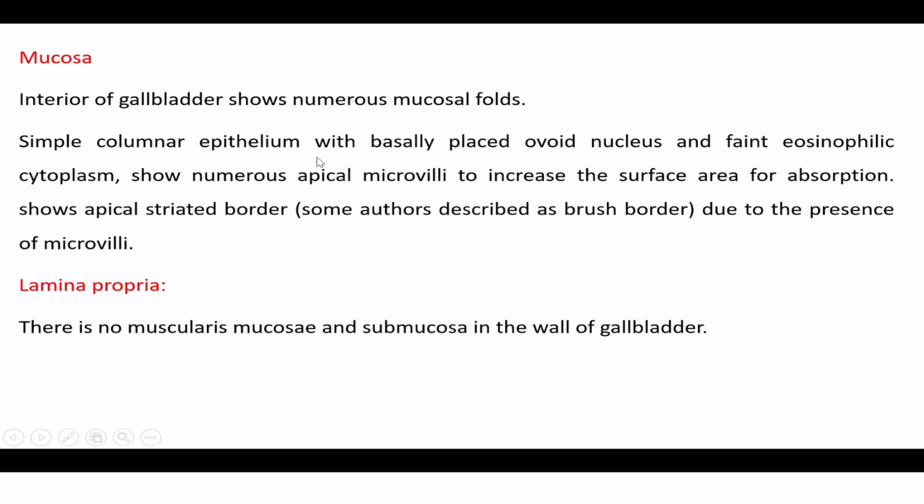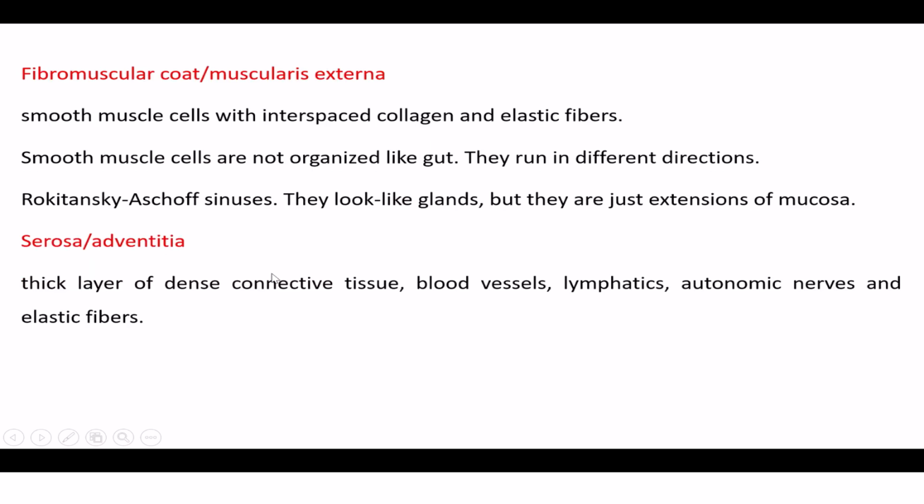So it is simple columnar epithelium with basally placed ovoid nucleus and faint eosinophilic cytoplasm. There are no goblet cells. There are no villi. Okay. Lamina propria is present, but there is no muscularis mucosa and submucosa in the wall of the gallbladder. In the fibromuscular coat, smooth muscle cells with interspaced collagen and elastic fibers are present. Smooth muscle cells are not organized like the classical gut pattern where there will be inner circular and outer longitudinal bundles. So here they will be running haphazardly.